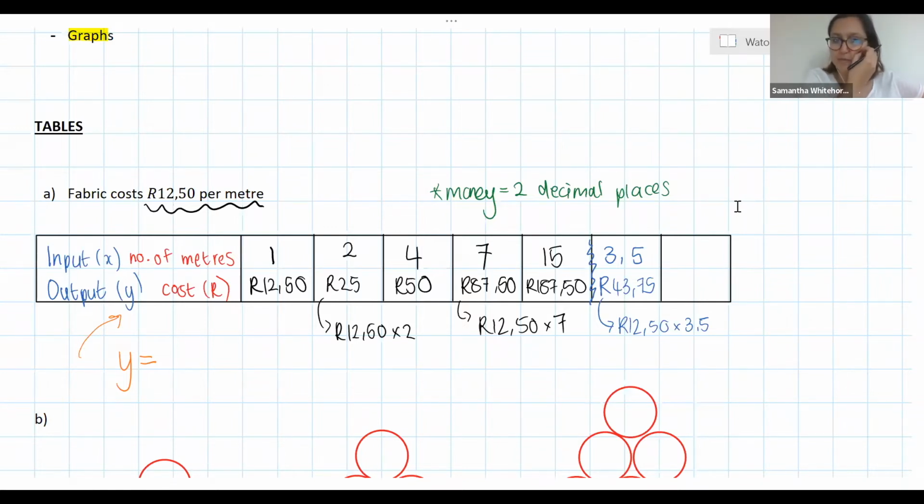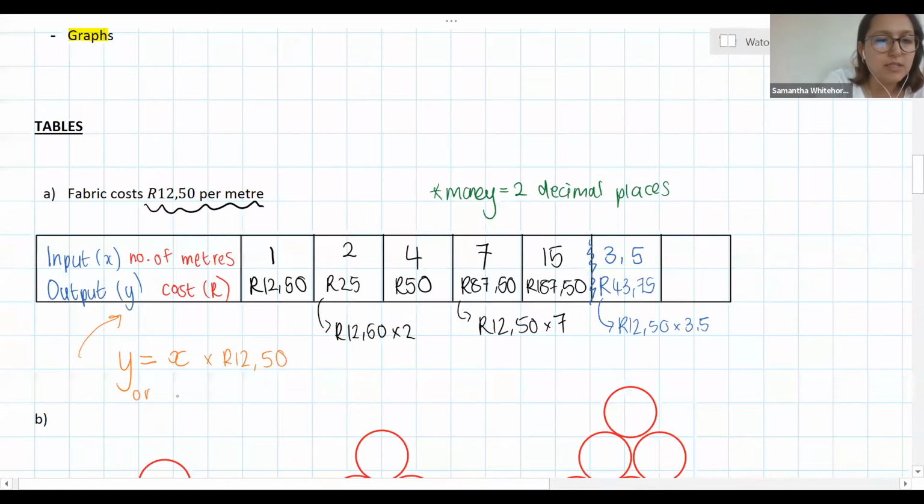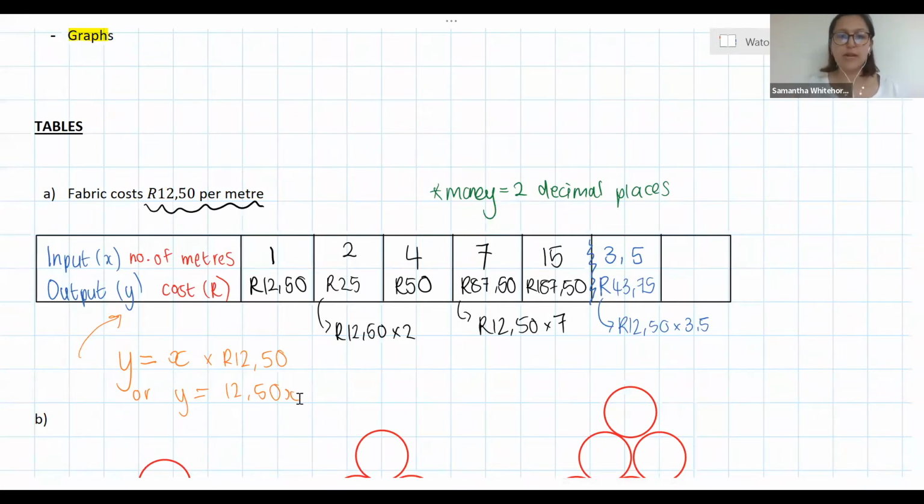Okay. Amahle, can you tell me what your rule was? My rule is y equals x times 12.50, or 12 Rand 50. Excellent, well done. So guys, you can write this in a bunch of different ways. Either you can say x times the 12 Rand 50, or you can write it as y equals 12 Rand 50 x, or you can leave off the 0 completely. As long as you are showing me that you are timesing x by 12.50, that's okay. Excellent, well done. And this is sort of where we need to be going.